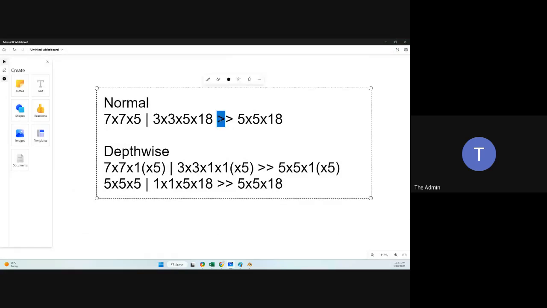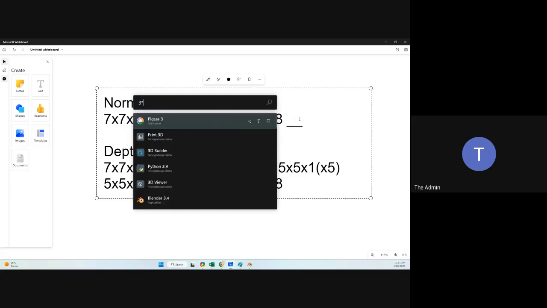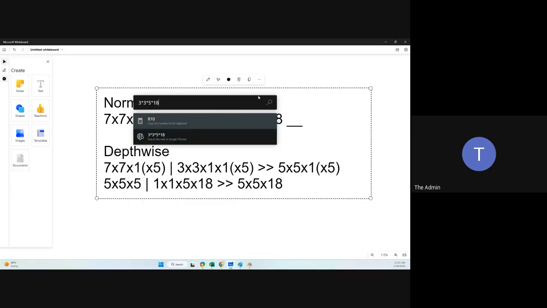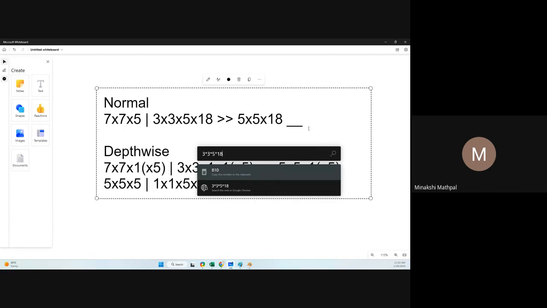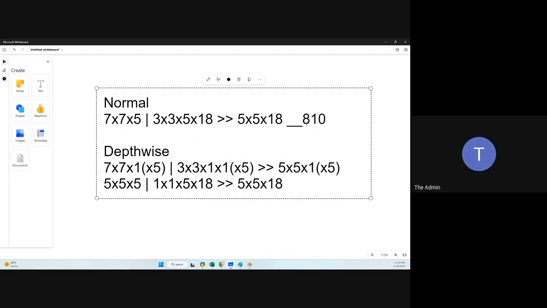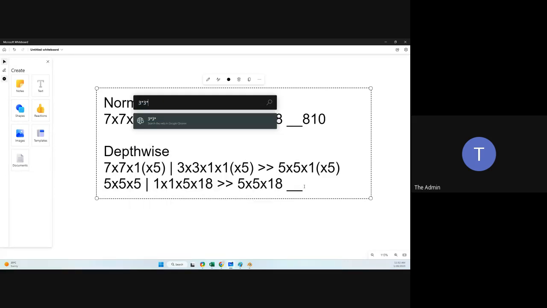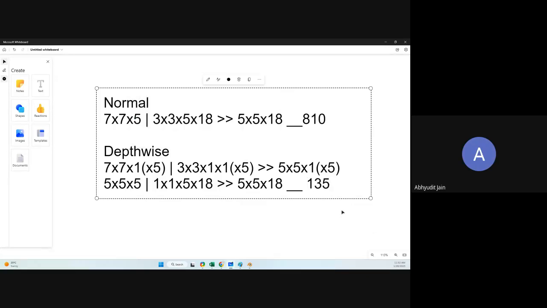Now I wanted to count the total of parameters here. Three cross 5 cross 18, that is 810. So we have 810 parameters here, and let's count the total of parameters used here. Here we have 3 cross 1 cross 5 is 45, plus what do we have? We have 1 cross 5 cross 18, that is 135. Oh, so it reduces the parameters.